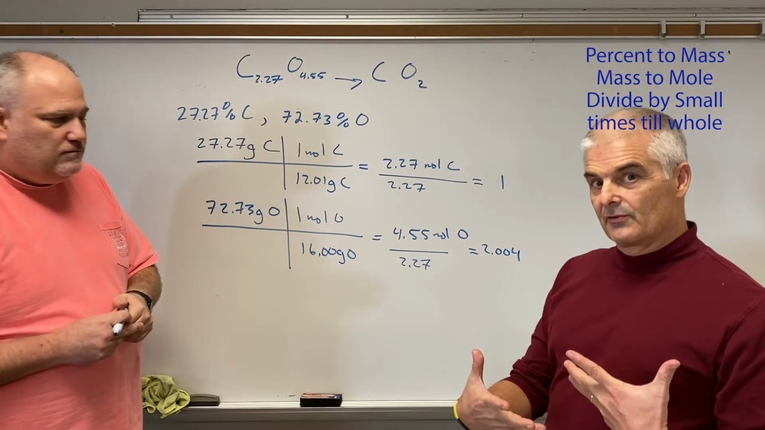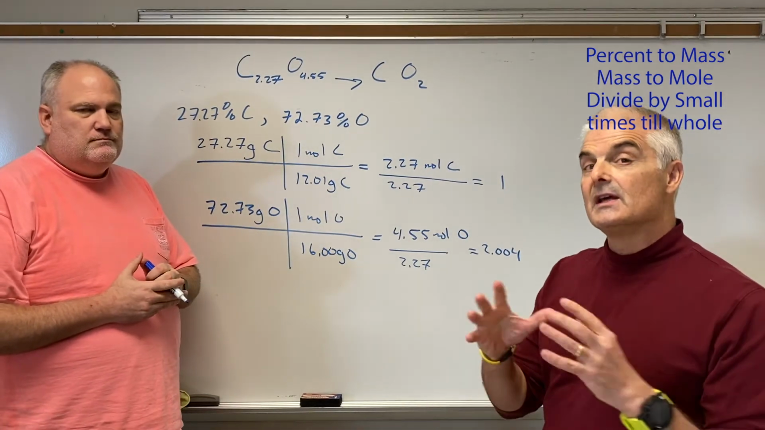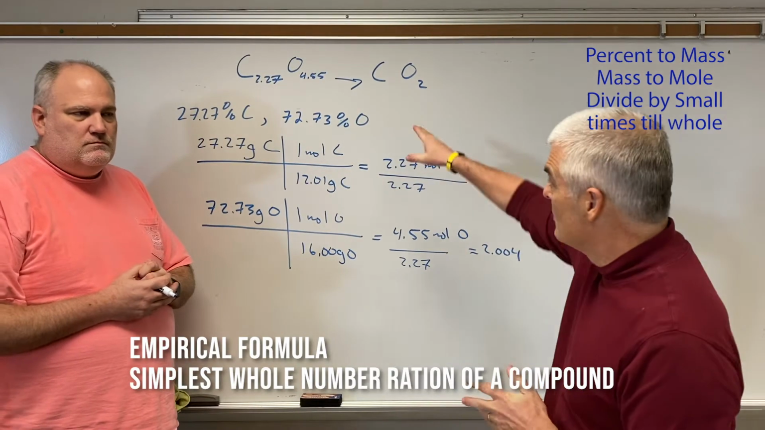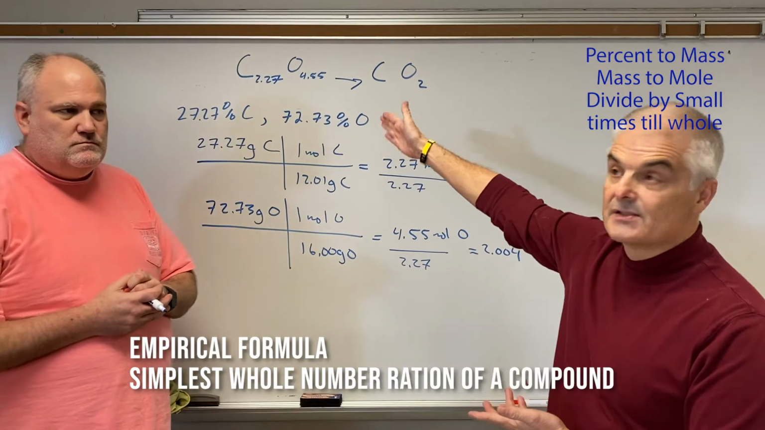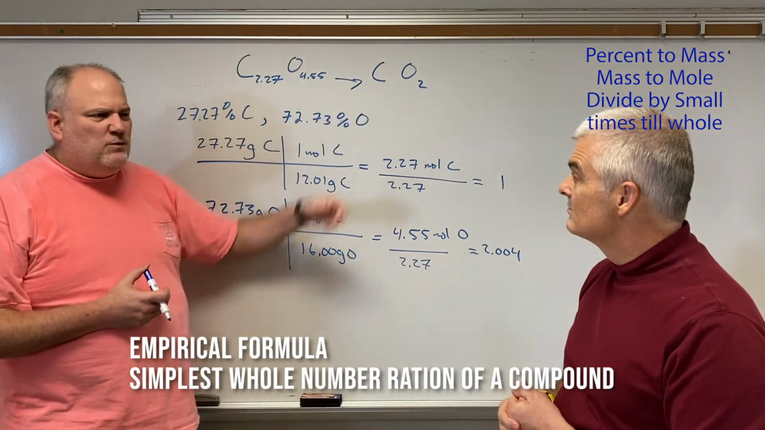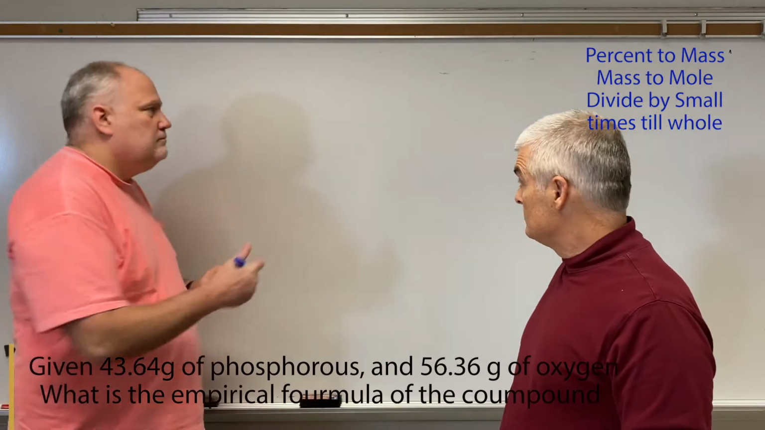And speaking of empirical formula, what is the definition? You want to write this down. It is the simplest whole number ratio of a compound. We don't say C2.27 O4.55, we just say CO2. And by the way, we typically don't write a 1 when there's only 1 of something. Good point. So we don't write it.